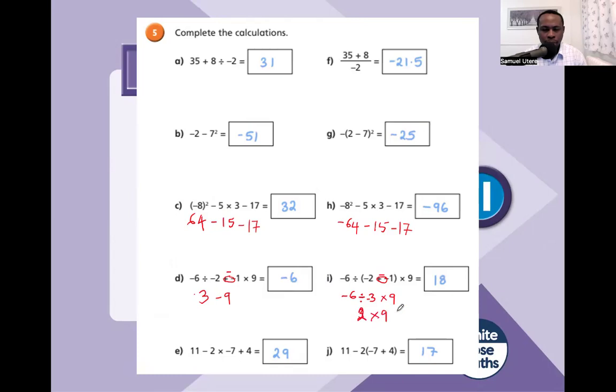Okay. Then quick comment on this one. So this one, you have to do the multiplication first, and then you just do the operations from left to right. This one, you have to do the bracket first, and then you can just do the operation from left to right.